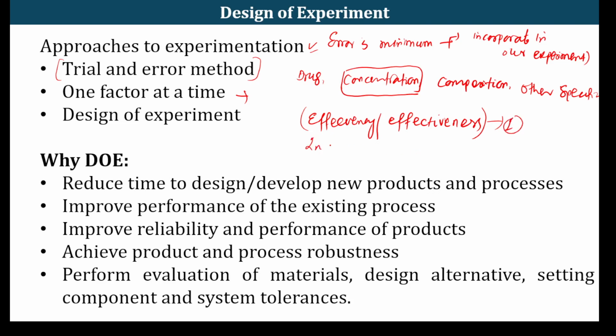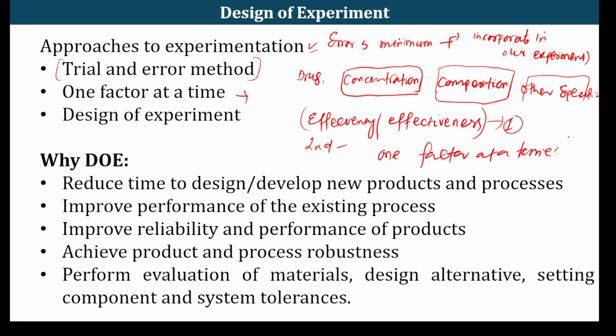Second, we'll do the experiments for the composition. Then separately we'll go for the other specific. So we take one factor at a time. So this is the one method.